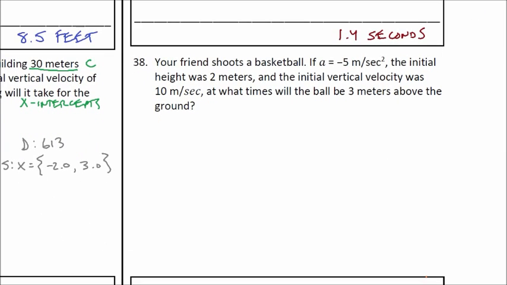Okay, last one. This one's a little bit trickier. I'm going to show you that it's not that difficult to solve if you understand what to do, and hopefully I'll be able to explain it to you and make logical sense. We've seen problems like this before, but pretty rare. Your friend shoots a basketball. If a is negative 5 meters per second squared, so we know, class, our height's going to be measured in meters, and our x-axis is going to be time because it has seconds. The initial height was 2 meters, and the initial vertical velocity was 10 meters per second.